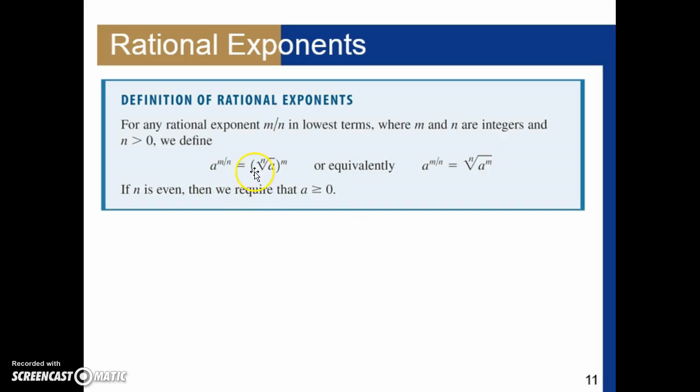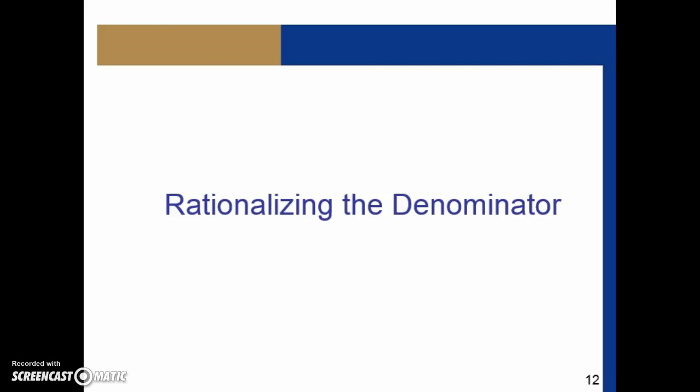If we have the nth root of a all raised to the m power, that is equivalent to a raised to the power of m over n. M is the exponent that applies to the base number a. N is the root. So when we realize that, we really don't have a whole lot of rules that we need to know.